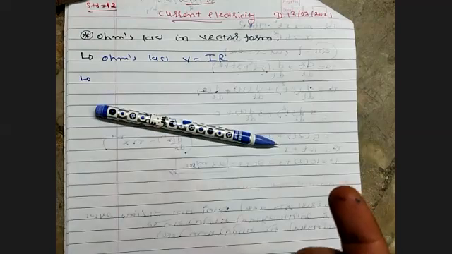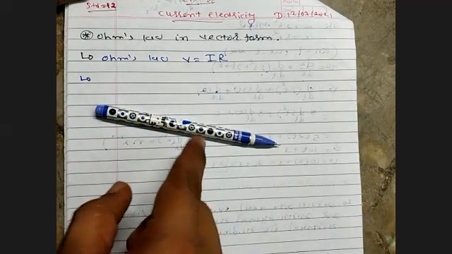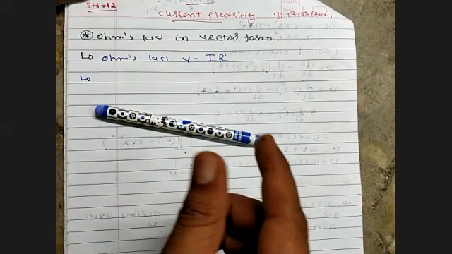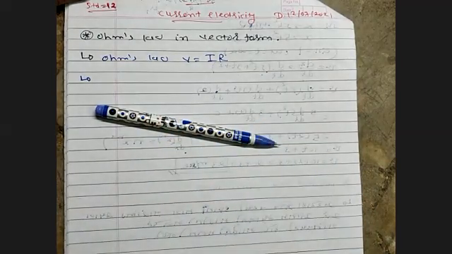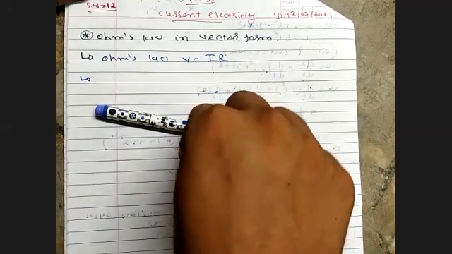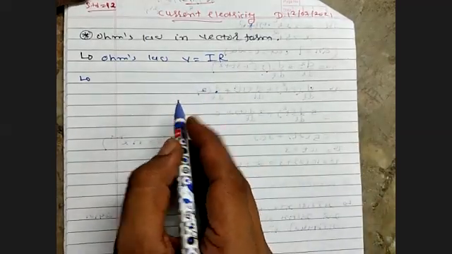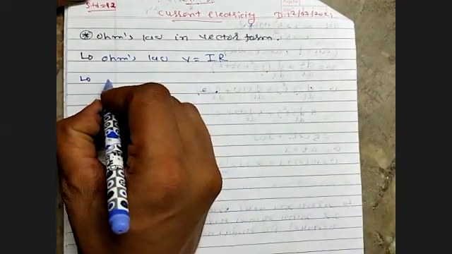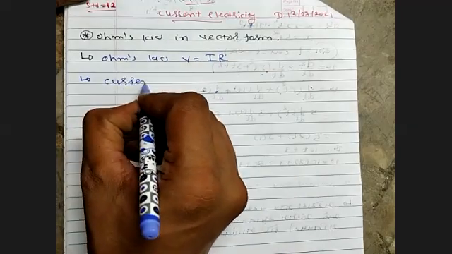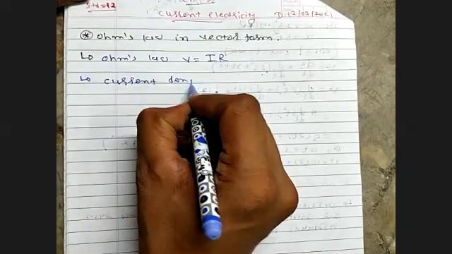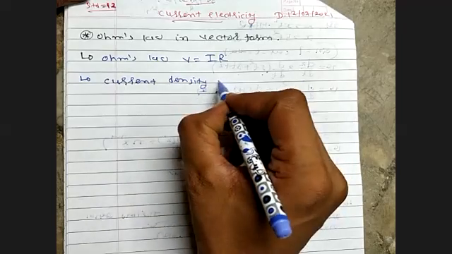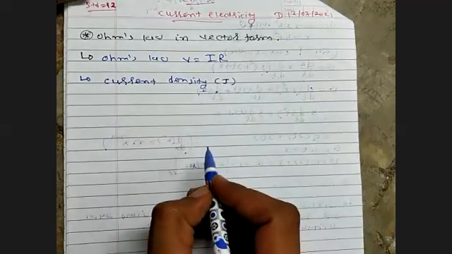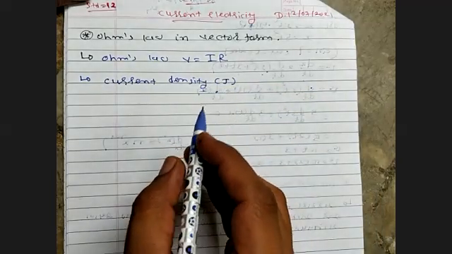But if we add that area into the equation of current, we obtain a new physical quantity, and that new physical quantity is named as current density. So the new physical quantity is current density. Current density is represented by J.